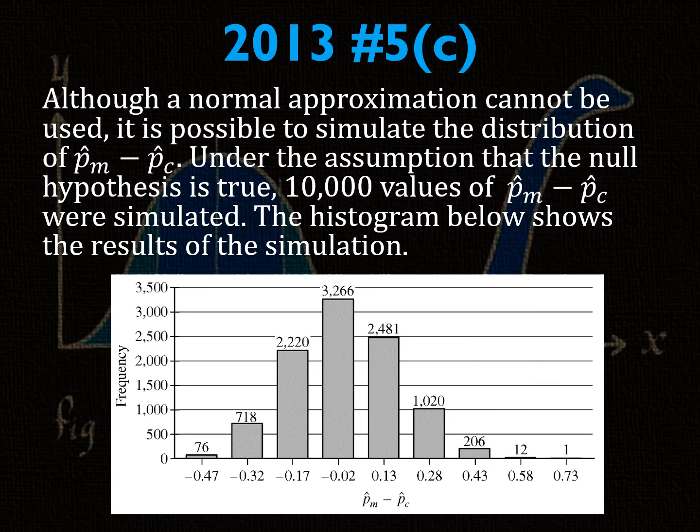Part C, again, this is a question I could see them asking using these simulations, because if you can't use a calculator, or you can use a calculator, but if they tell you that the calculator isn't needed, they might give you something like this. Although a normal approximation cannot be used, it is possible to simulate the distribution of PM hat minus PC hat. Under the assumption that the null hypothesis is true, 10,000 values of PM hat minus PC hat were simulated. The histogram below shows the results of the simulation.